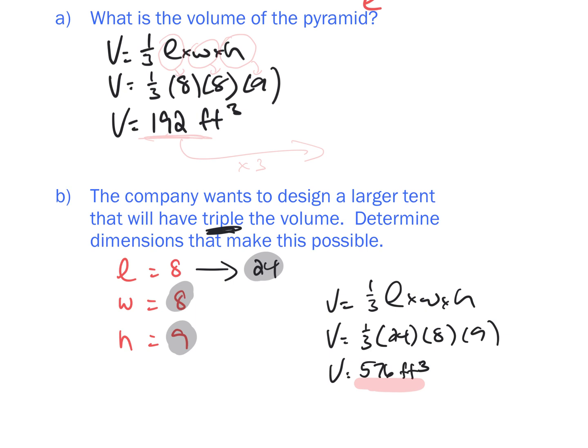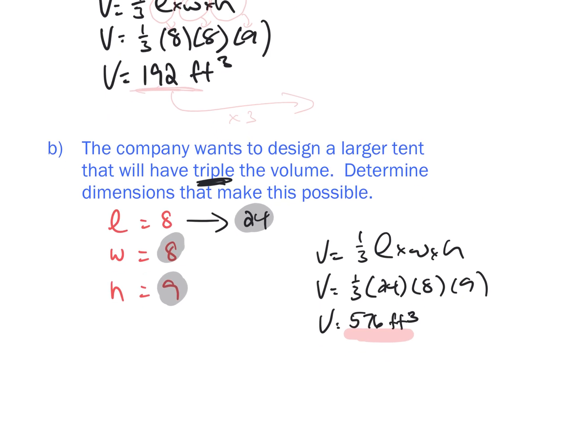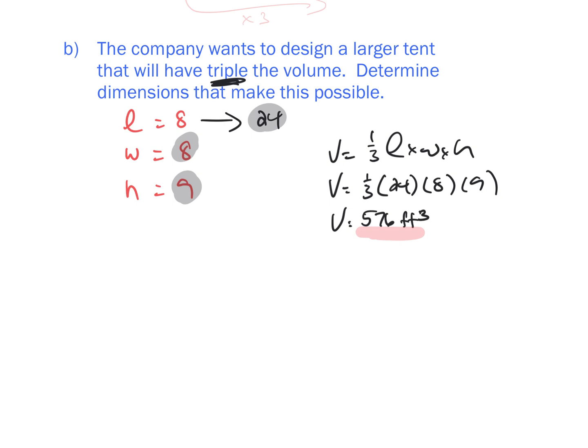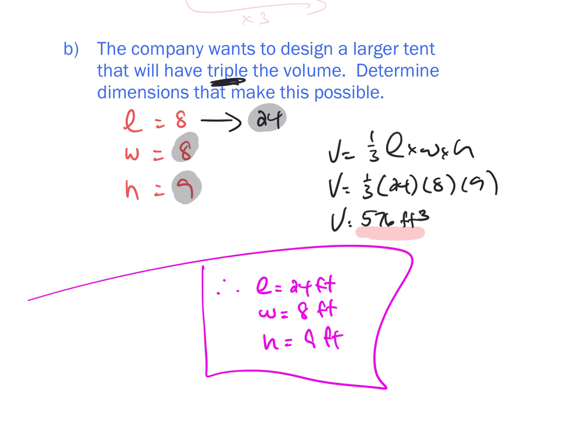So just so we're clear here, though, so far in this unit, we're used to the question being find the volume, find the volume, find the volume. This question doesn't ask us for the volume, it asks us for the dimensions. So now that we've shown that, yep, that works, we should write a little summary saying what the dimensions are. So therefore, length is 24 feet. Width is still 8 feet. Height is 9 feet. And that would be our answer. It would be the length, width, and height that make the tripling happen.